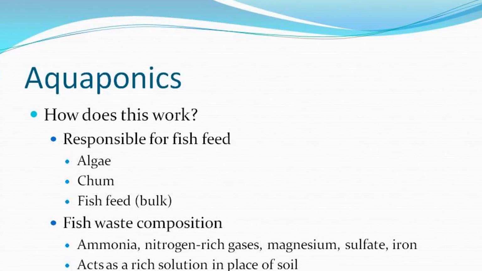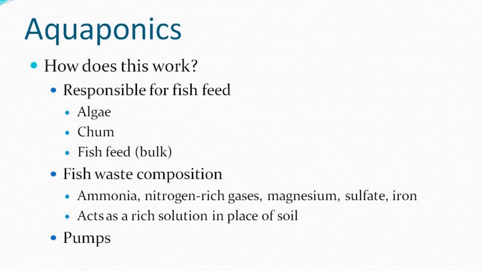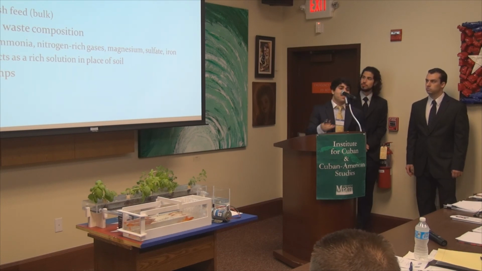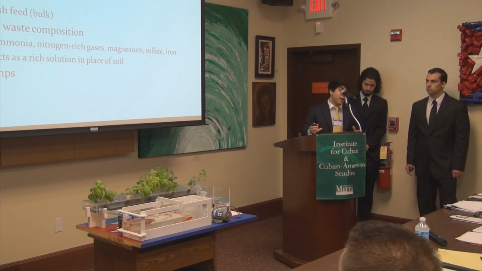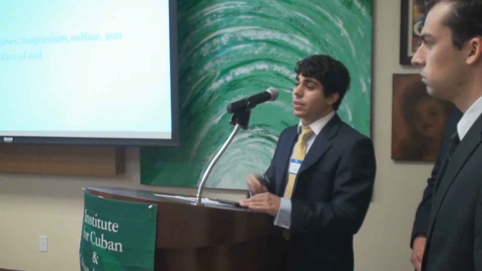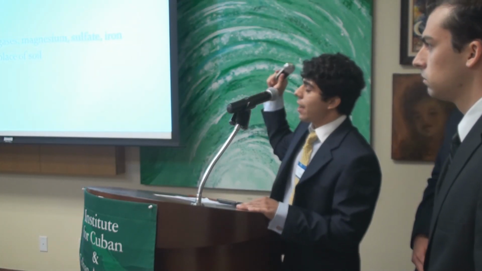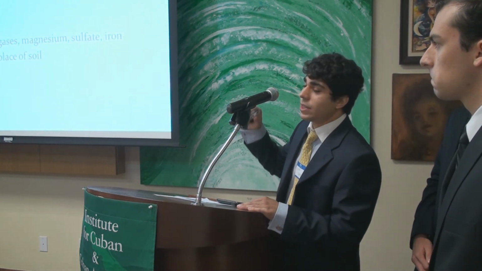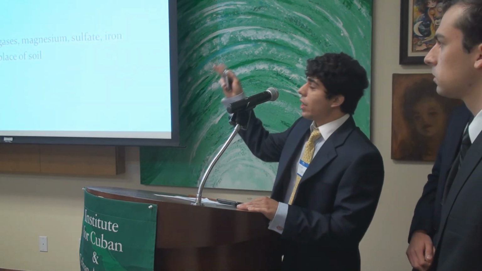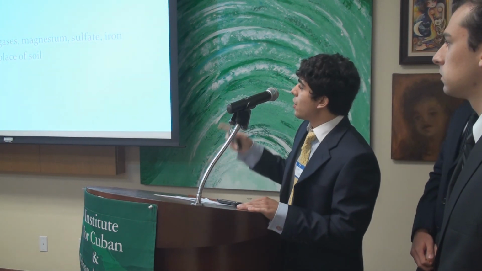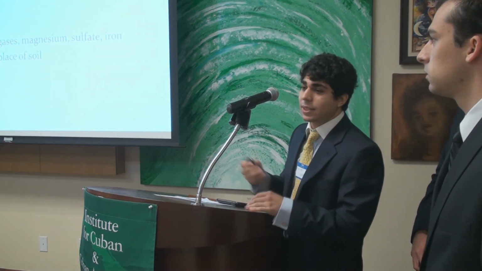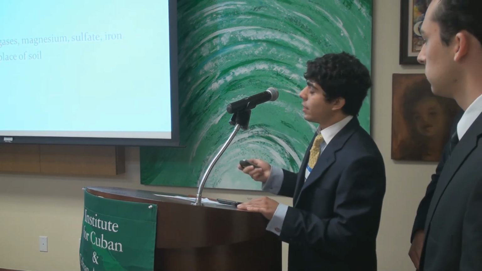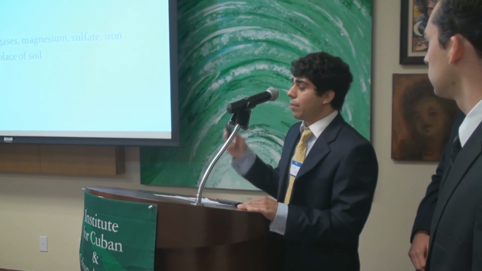Like I've said, you're responsible for the fish feed. Assuming that you have a good fish feed consisting of either algae, chum, or any fish feed that can be found at a store and you buy it in bulk, it has ample nutrients that the fish effluent can transfer and become nutritional for the plants. Then the fish waste composition, as stated before, if you buy the appropriate foods, you get ammonia, nitrogen-rich gases, magnesium sulfate, calcium, and like I've said before, it acts as a great solution for the plants.